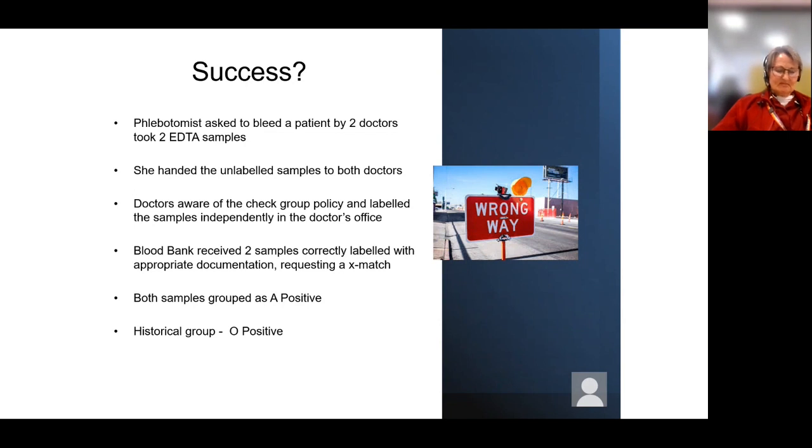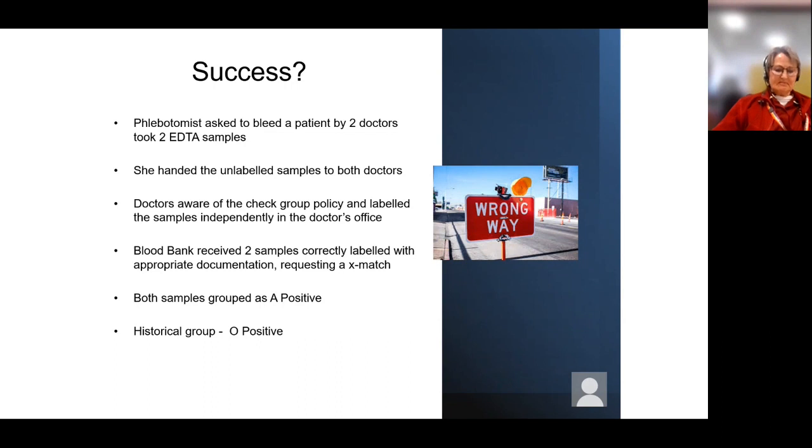Blood bank received the samples. They were correctly labelled and processed accordingly, and 2 units of blood were requested on the patient. Both samples grouped as A positive. However, the lab did have a historical group on this patient, and it was O positive. So yet again, an incident where somebody could have had an ABO incompatible transfusion due to sampling error.